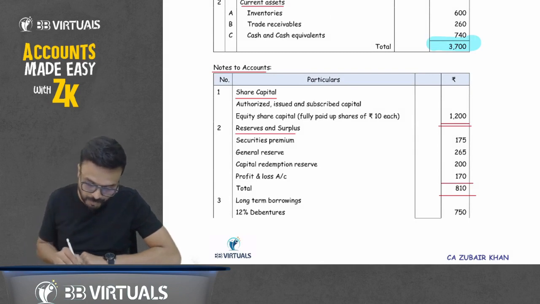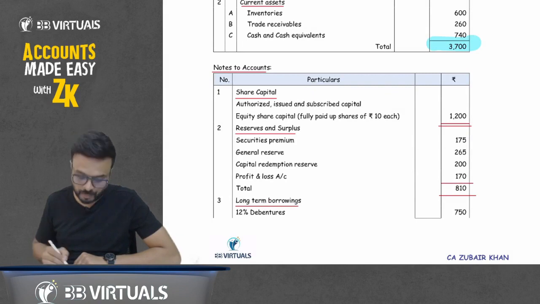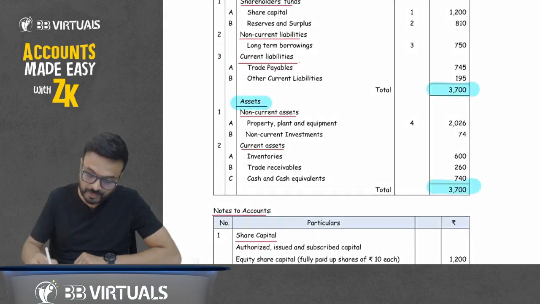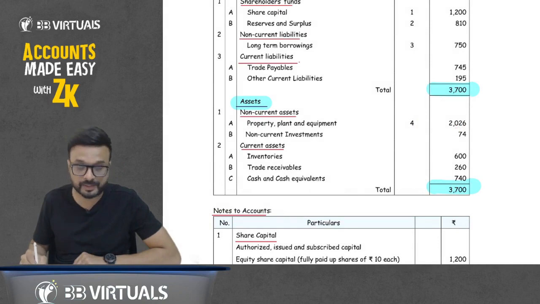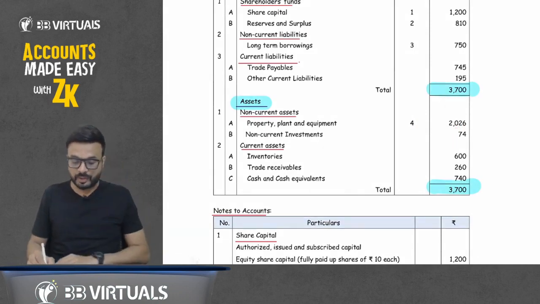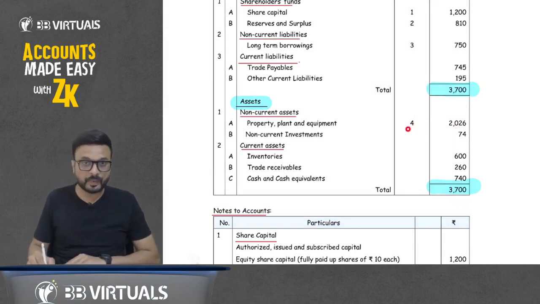Now note number 3 is related to long-term borrowing. In long-term borrowings they have 12% debentures of rupees 750. Okay, now here you can see note number 4, that is 2026. How much do they have in note number 4?